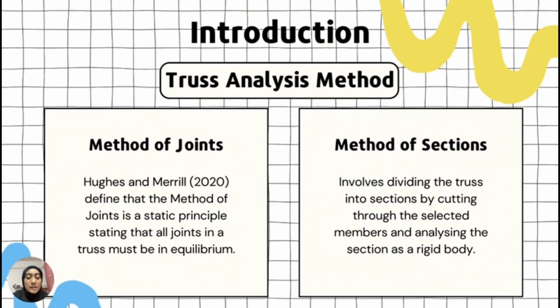In structural engineering, the analysis of trusses is essential for evaluating the internal forces and reactions within truss systems. Two primary methods are commonly employed for this purpose, which are the method of joints and the method of sections. According to Huggers and Merrill 2020, the method of joints is a static principle stating that all joints in a truss must be in equilibrium. This means that forces on truss members at each joint must combine at the joint to equal zero for all joints. Meanwhile, the method of sections involves dividing the truss into sections by cutting through the selected members and analyzing the section as a rigid body. This method offers the advantage of revealing internal member forces in the sections where cuts are made, while ignoring the internal forces in the other sections.